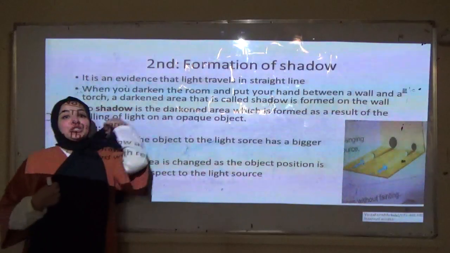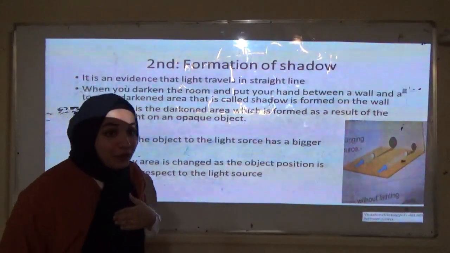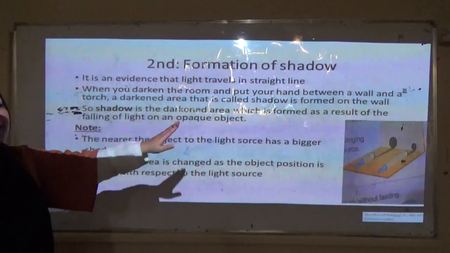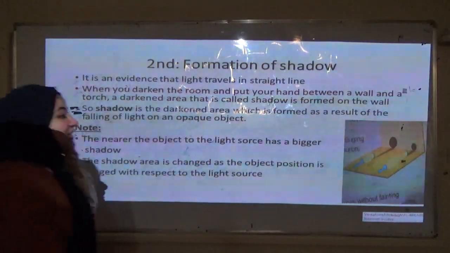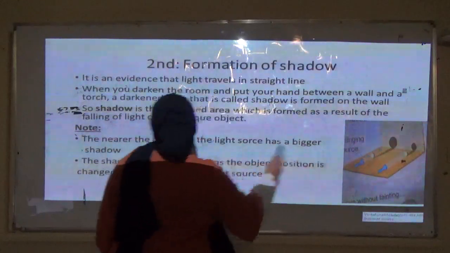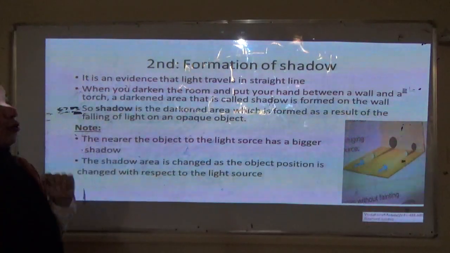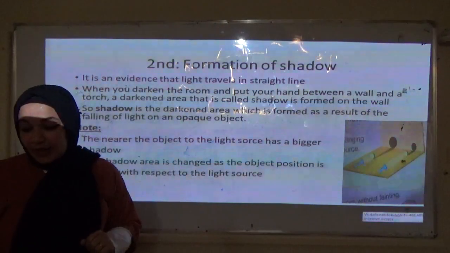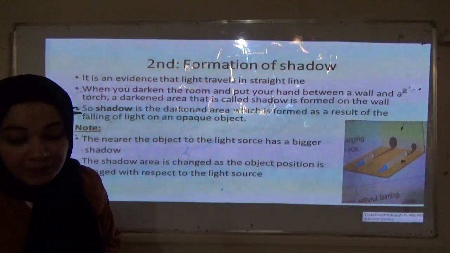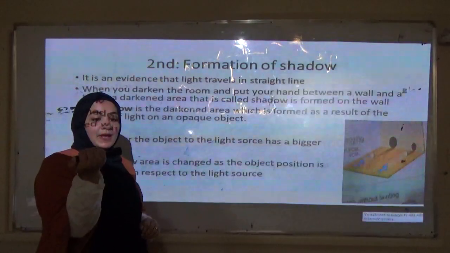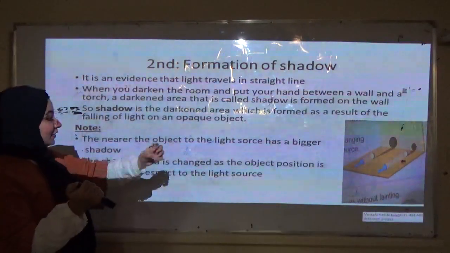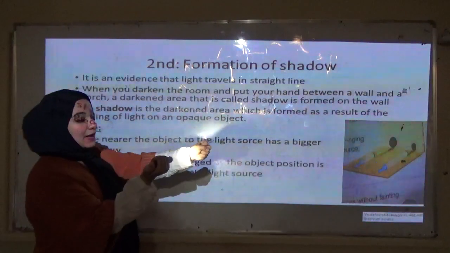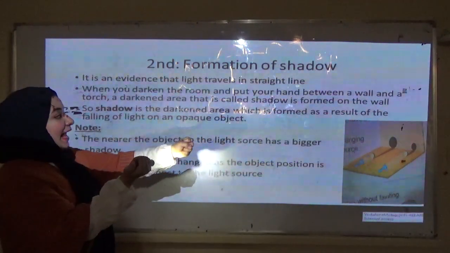Now, the formation of shadow. It is evidence that light travels in a straight line, the same as in this picture. When you darken the room and put your hand between a wall and a torch, let me do this with you. Here I have a torch. I darken the room and put my hands between the torch and the wall.